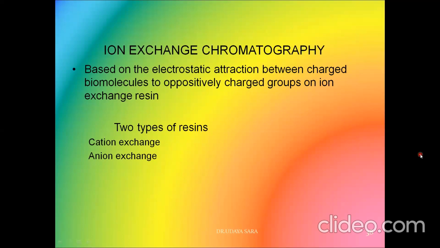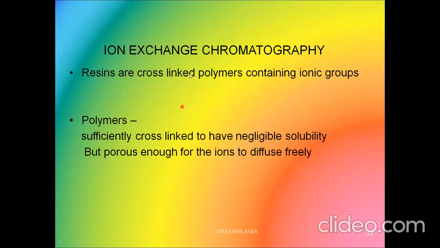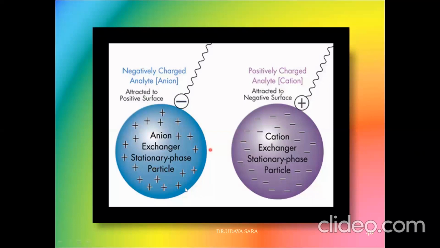The other type is ion exchange chromatography, which is based on the electrostatic attraction between oppositely charged molecules. The stationary phase we are going to use here is the ion exchange resin, which could be either cation exchange resin or anion exchange resin. The resins are cross-linked polymers coated with ionic groups. The polymers are sufficiently cross-linked to have very little solubility, but they have pores large enough for the ions to pass through. These are the resins coated with the cation and the anion. This is a cation and an anion exchange resin.